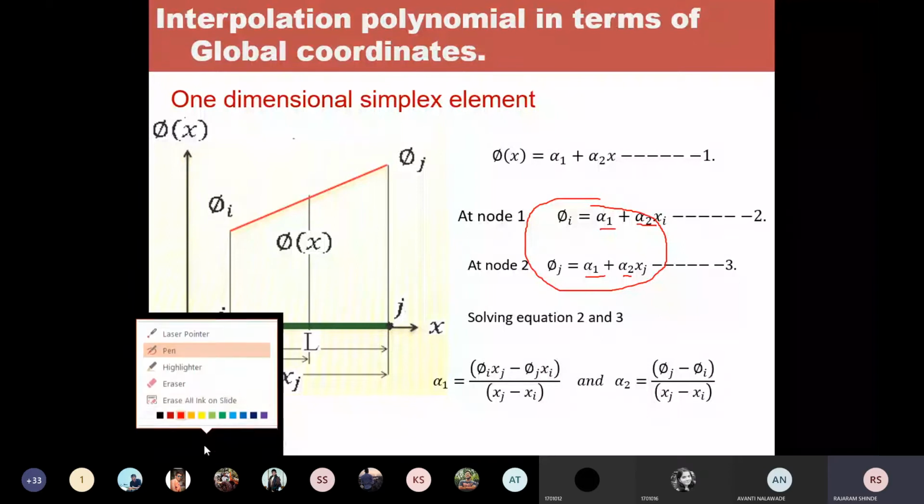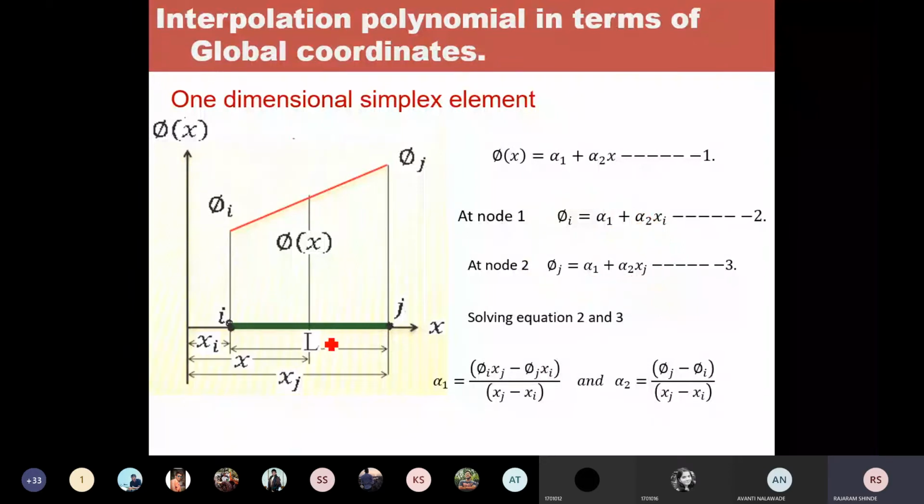Okay, now it is a simple thing, simple simultaneous equations that you have to solve. After that you put this in the first equation. And one more thing I want to tell you here, same procedure we are using for all elements, not only for one dimensional. Same procedure we are repeating for two dimensional, for three dimensional. Only the number of nodes and number of equations are increased. Okay, after that we will put this alpha 1 in this equation.